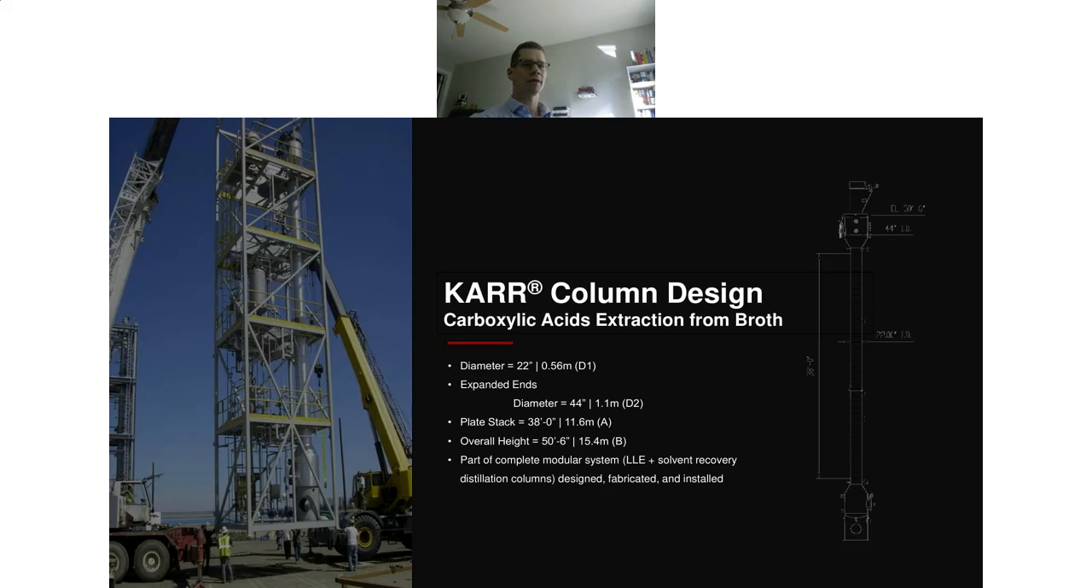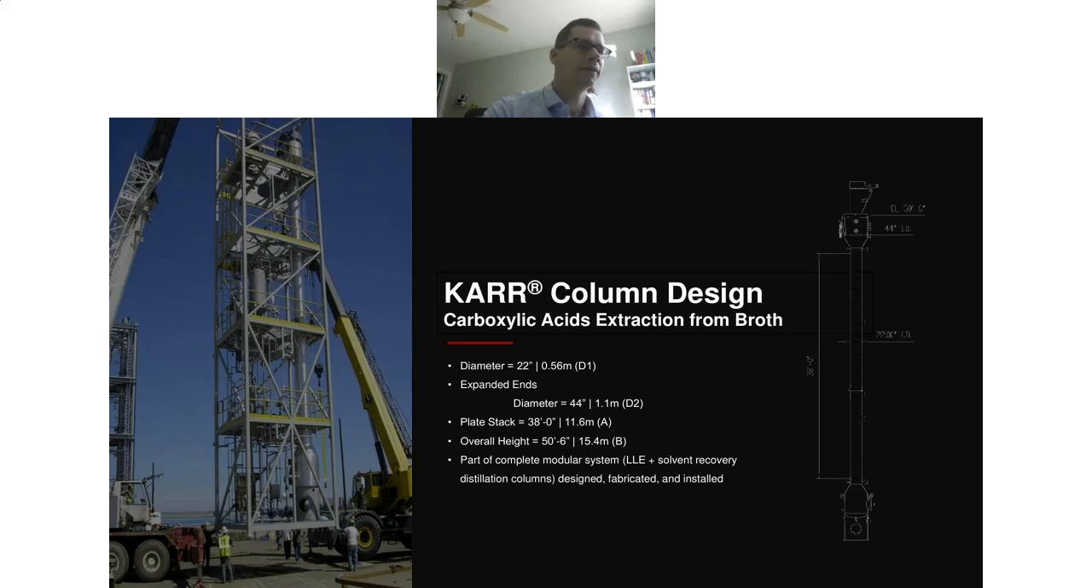And in this slide, there's a picture on the right that shows what the Karr column ended up being in terms of size. It had 38 feet of plate stack height. Its overall height was 50.5 feet. Like I said before, it had 22 inches diameter in the agitated section. On Karr columns, we do put expanded ends on either side just to minimize any potential entrainment. So those are 44 inches in size.